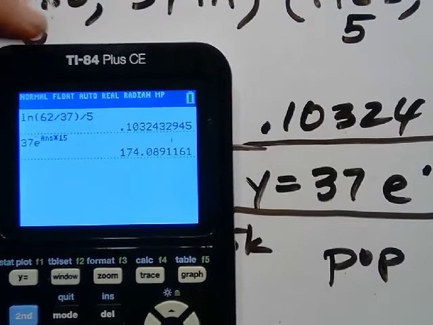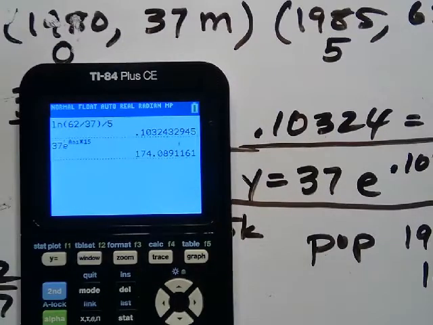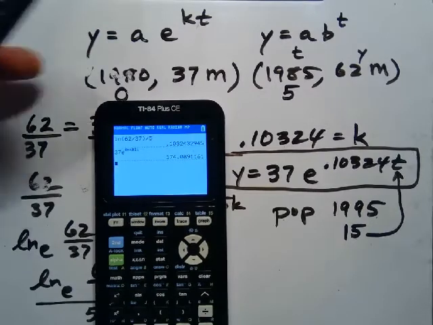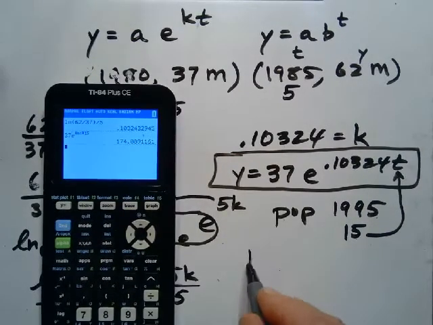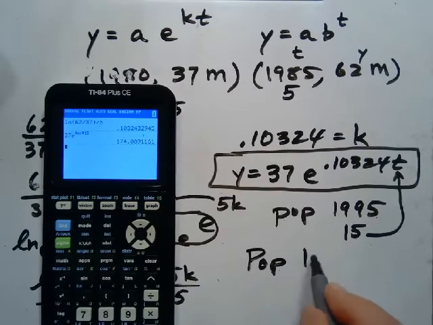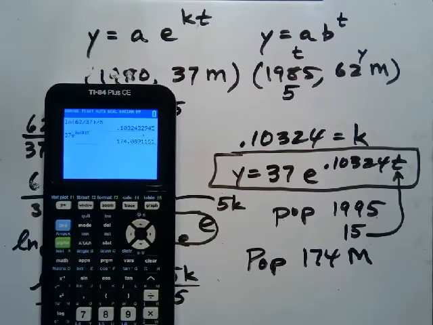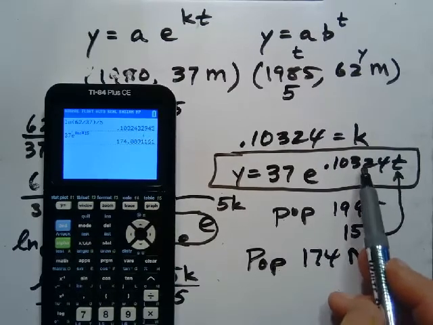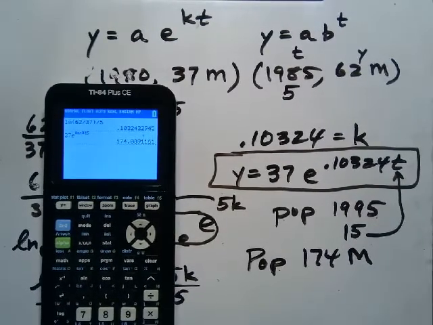Turns out it's about 174. So we find out that the population in 1995 would be 174 million. And the accuracy is improved by the fact that instead of putting this number in, I've used the answer button. A little trick for you to use to keep your answers accurate.